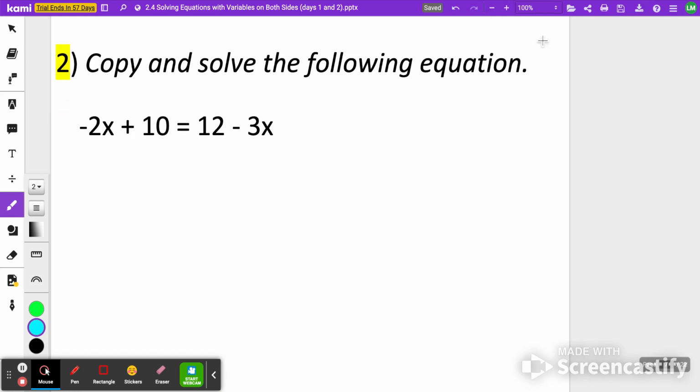Maybe pause the video here, see what you can do for number 2, and when you're ready, click play. All right, once again, decide what side you want your variables to be on.